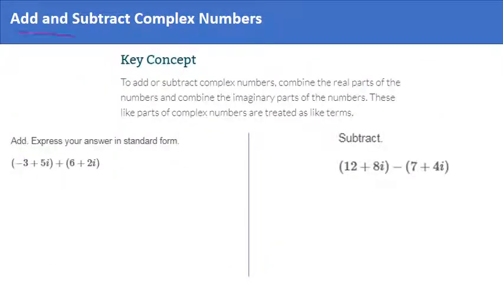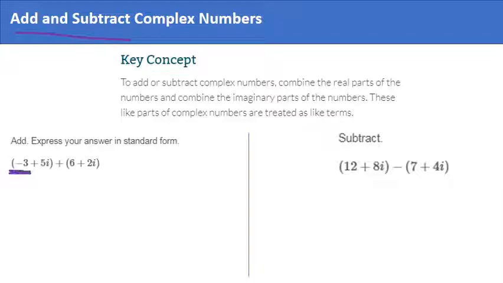So let's talk about adding and subtracting complex numbers. When you're adding or subtracting complex numbers, it's just like you're adding variables. You have to make sure you have the same type of number, which means you can only add the real numbers and you can only add the imaginary numbers. You cannot add a real number to an imaginary number. So let's look at this one.